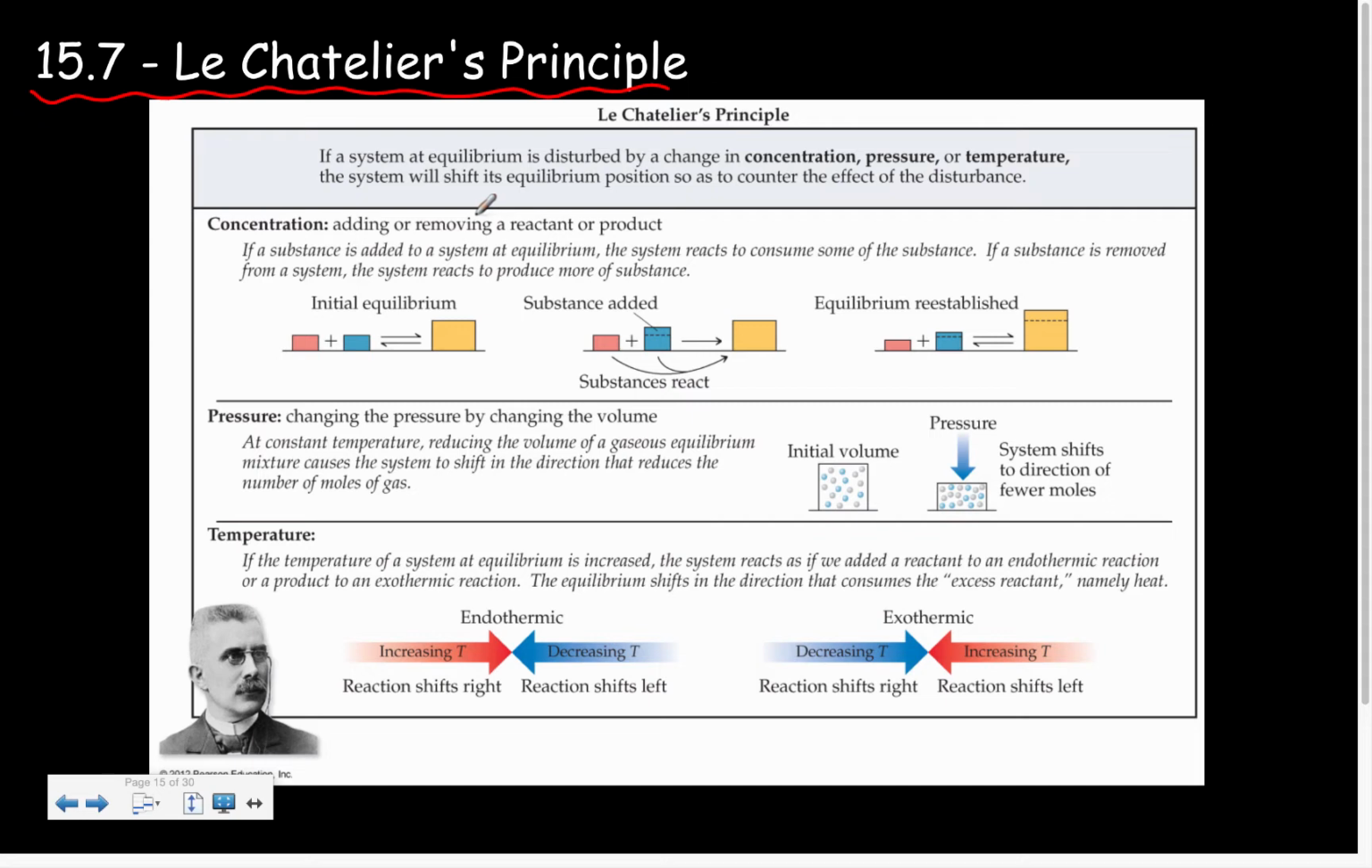Now, really important: Q versus K is how we compare where a reaction is at any given instant versus where it's going to be. So Q is where it is, and we can predict whether we're going to make product or reactant as we head toward equilibrium. Le Chatelier's principle is only for analyzing a system at equilibrium. So if a system is already at equilibrium and we disturb it, then we would apply Le Chatelier's principle. It's like Q versus K, but we use the analysis at a different time.